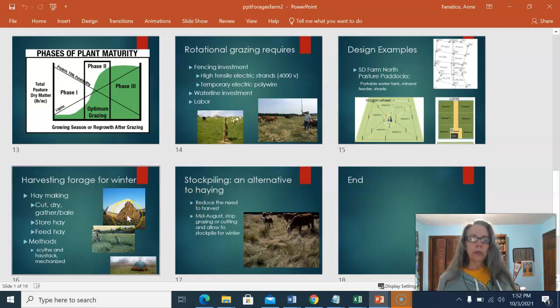And then we also talked about how you handle grazing in the dead of winter, that ideally you go ahead and stockpile starting in August, and this leaves basically standing hay in the field that the animals can go harvest, and that's strip grazing. But you also do need to make some hay, or you need to make silage. So we talked about methods of making hay.